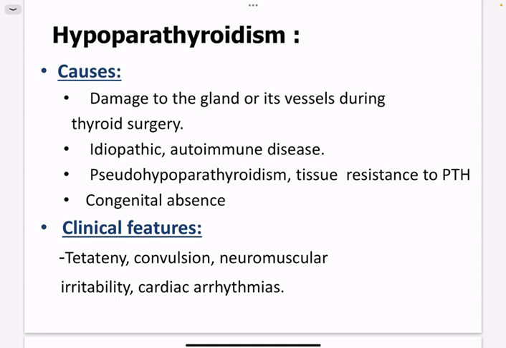Yes, the whole thing will be abnormal, all the cells in the body. And as you know, calcium is very important for the normal functions of the cells. All the cells will be affected. But we mentioned the most serious, life-threatening things that are related to hypocalcemia because of the hypoparathyroidism.